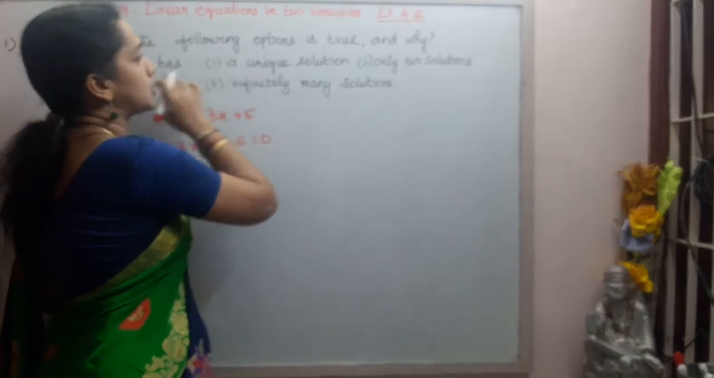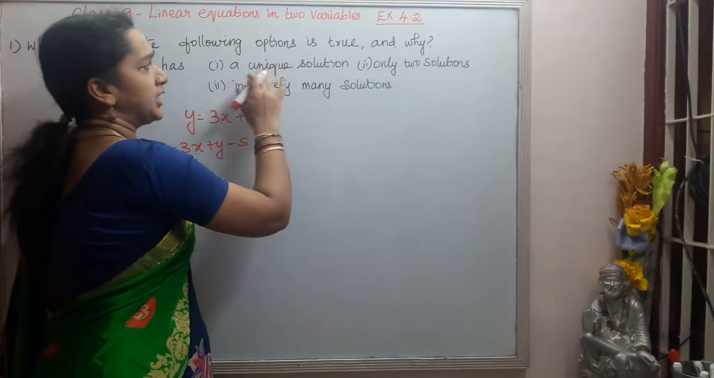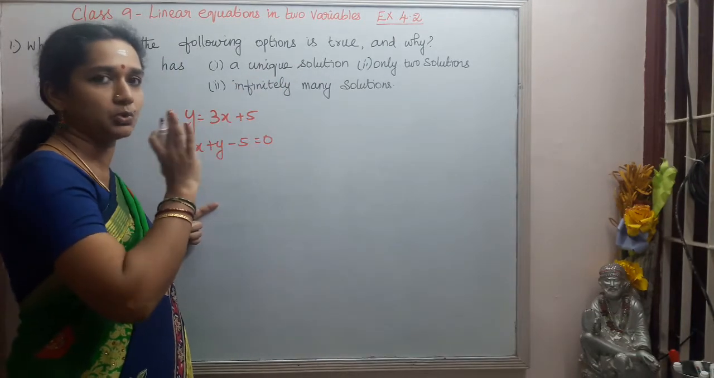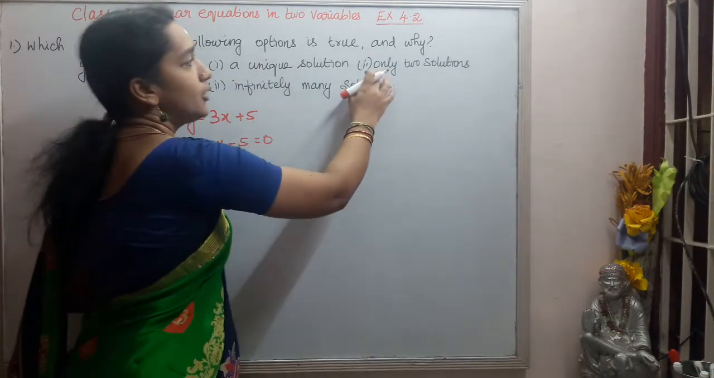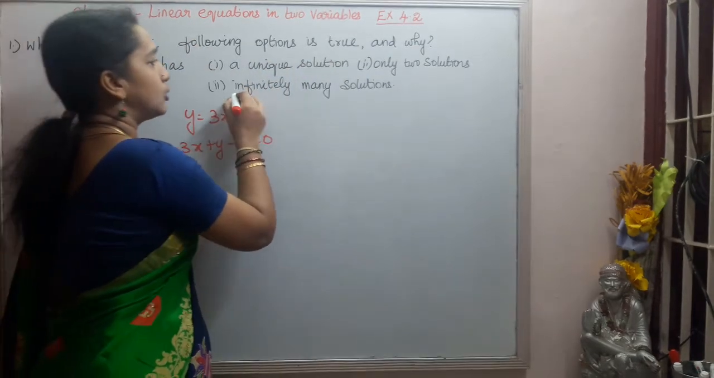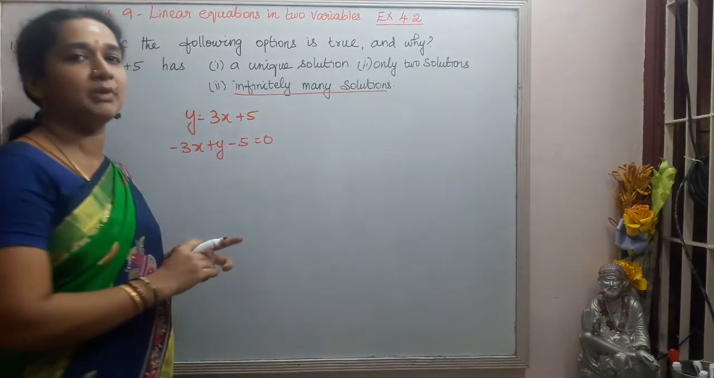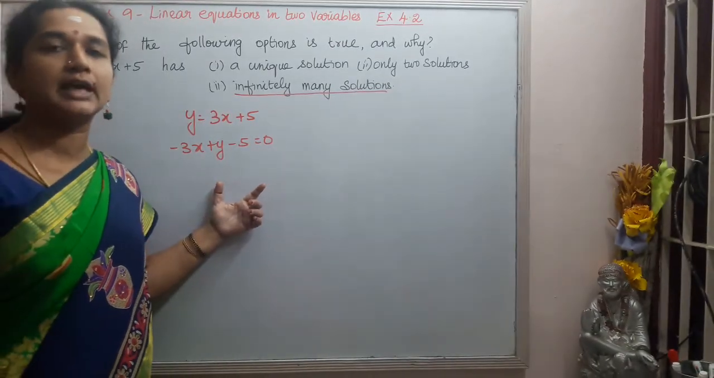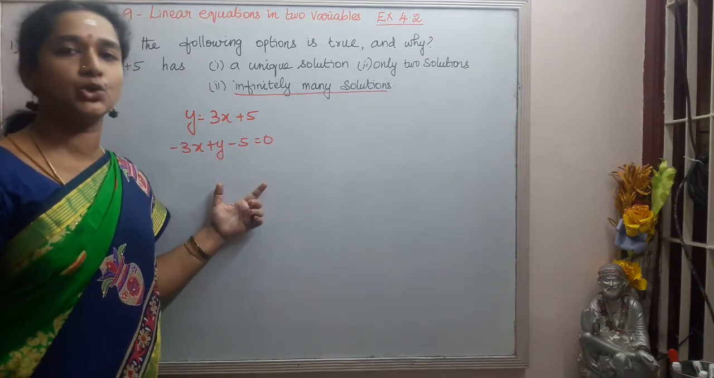They are asking us to check whether it will have a unique solution. Unique solution means only one solution. No, it won't have only one solution. Only two solutions is also not possible. It has only infinitely many solutions. Since it is a linear equation in two variables, it has infinitely many solutions.